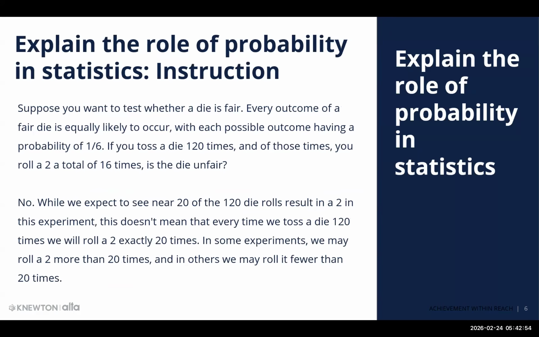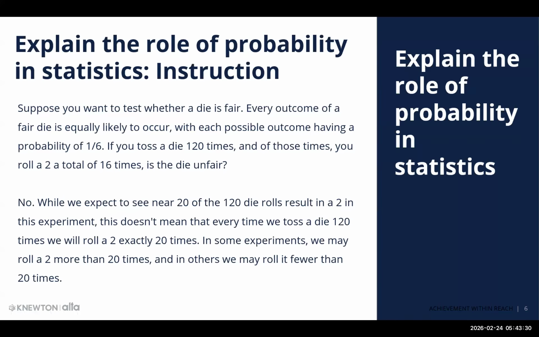Suppose you want to test whether a die is fair. Every outcome of a fair die is equally likely, with each possible outcome having a probability of 1 out of 6. If you toss a die 120 times, and of those times you roll a 2 a total of 16 times, is the die unfair?